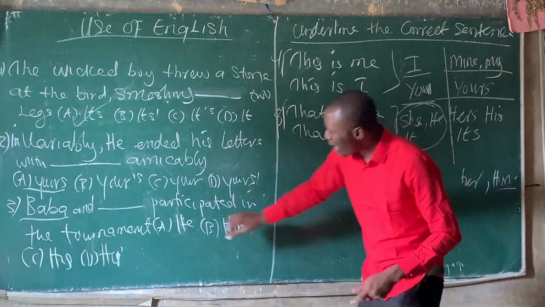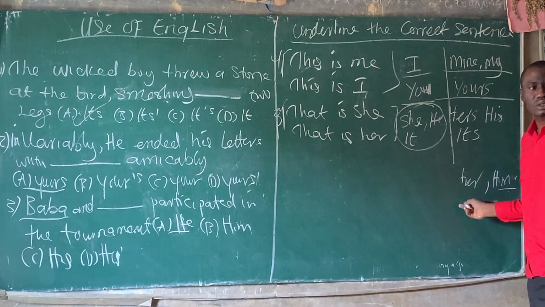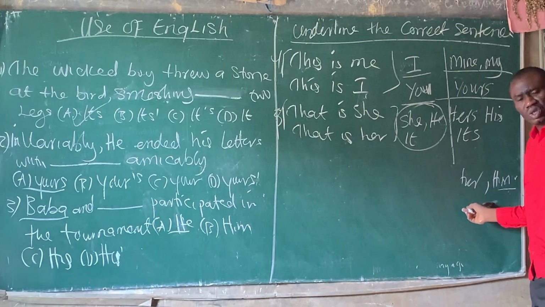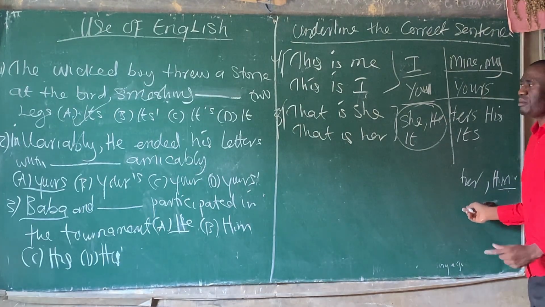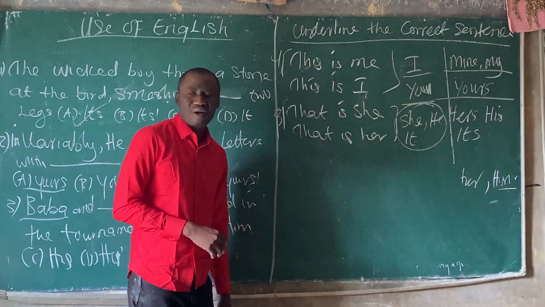He. Baba and he. Him is object. Him is what? Object. So he is the subject. Baba is also a subject. Okay? Let me answer this question so you avoid confusion.